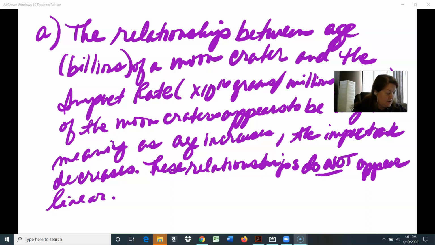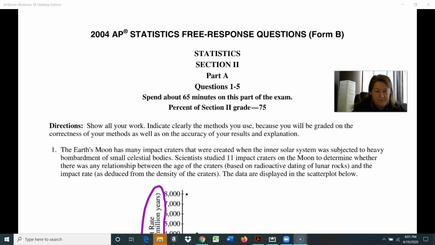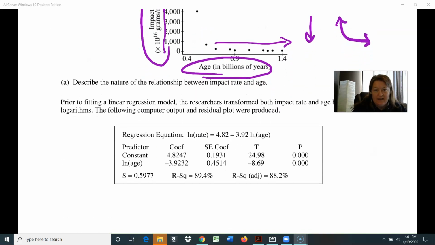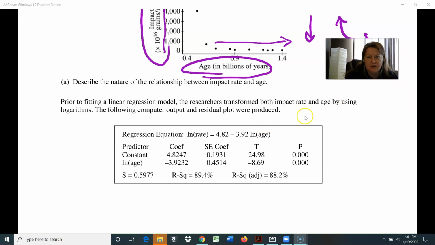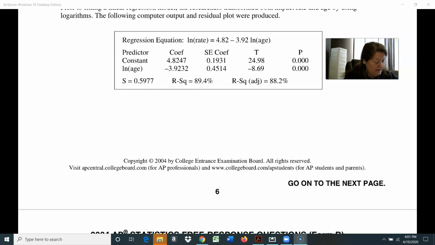All right, so back to the original problem. Okay, so we got part A done. Then it says, prior to fitting a linear regression model, the researchers transformed impact rate and age by using logs, with the following computer output. Now notice they didn't make me decide where the logs go. They've already told it to me in a couple really helpful ways. The first one is they've already given me the regression equation, so I can see that they took the ln of rate and the ln of age. So age was the x-axis, rate was the y-axis.